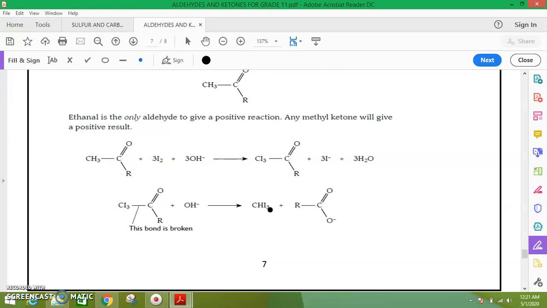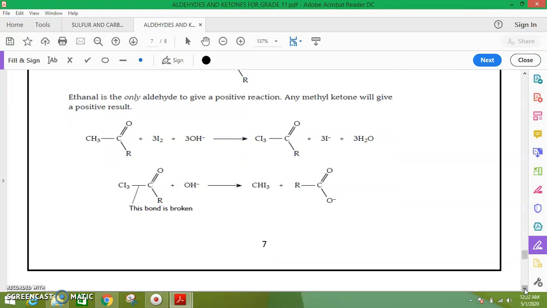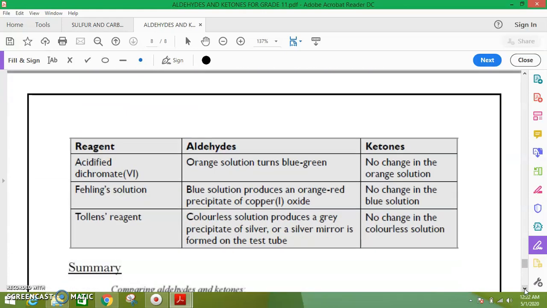Here is CHI3. This is called iodoform and its color is pale yellow, plus the salt, CH3 or maybe any other carbon group. It depends upon which type of ketone you use, and then C double bond O negative. What is the formula of iodoform? CHI3, and what is its color? Pale yellow.